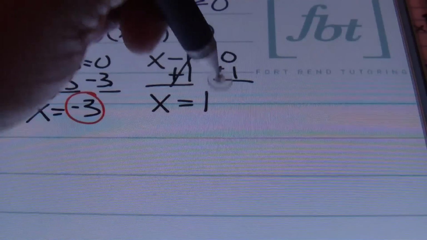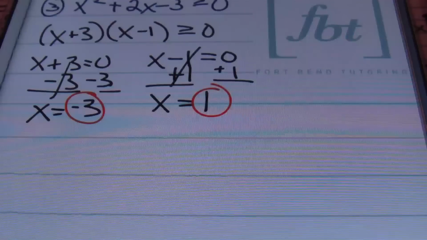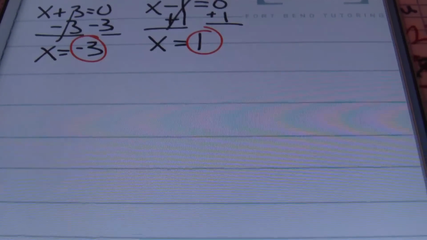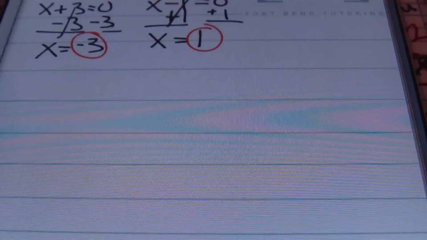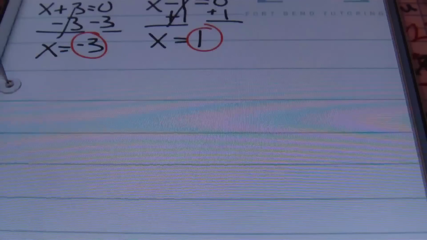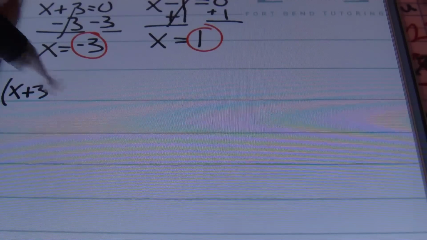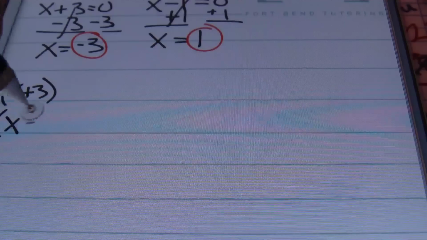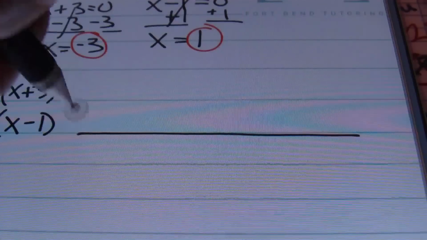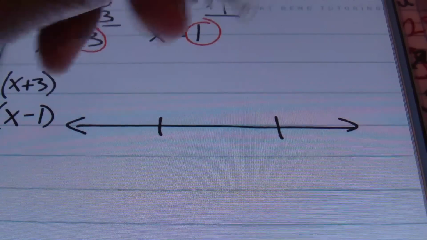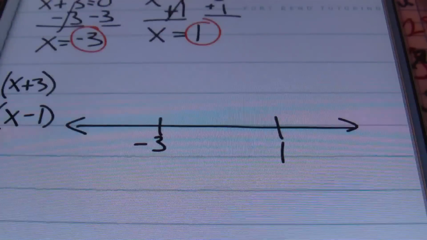I know you like me to circle them, so I'm going to go ahead and circle them for you. Next, I'm going to set up my sign chart. So I have 2 factors. My first factor is going to be x plus 3, and my second factor is going to be x minus 1. And I have my number line, and I have my 2 values that I found, and that's going to be negative 3 as well as 1.